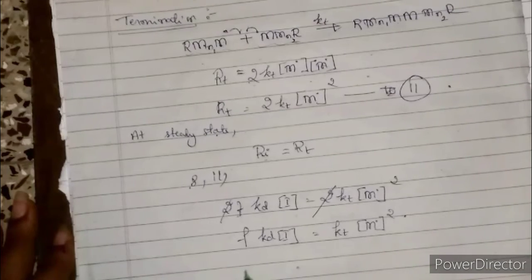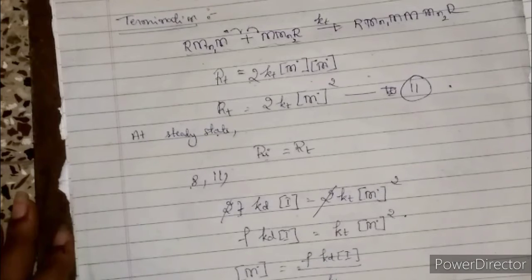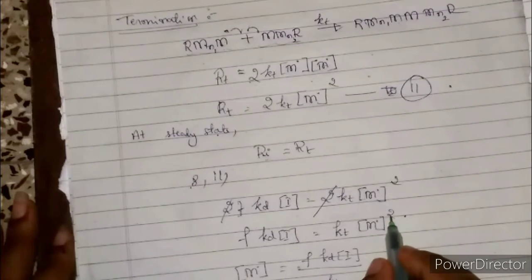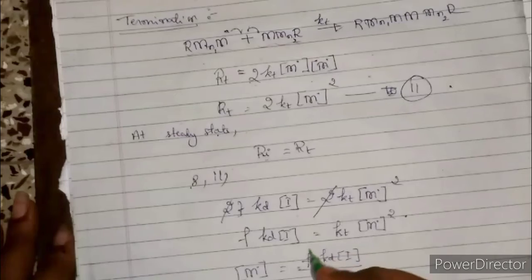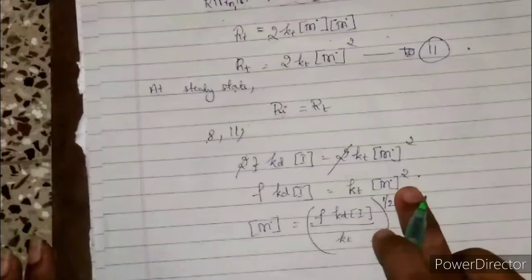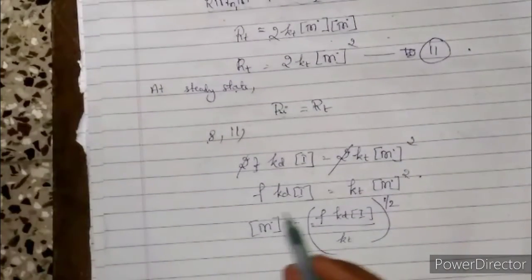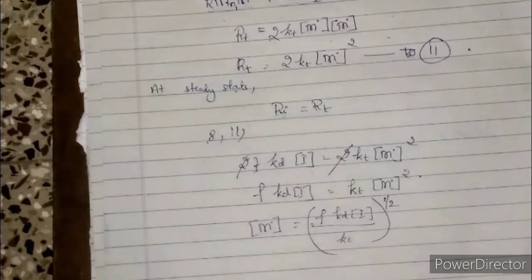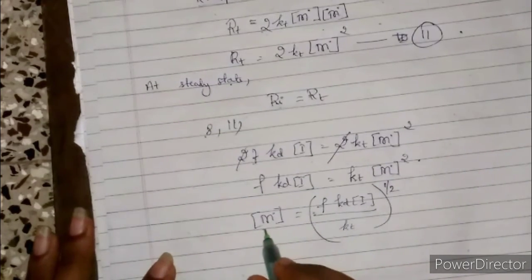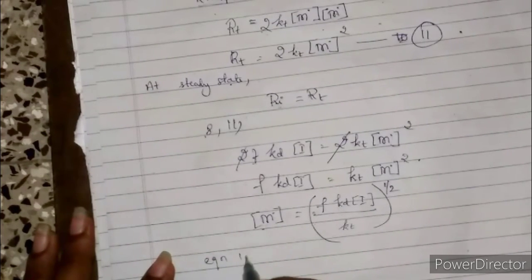From this equation, write the concentration of M free radical. So you have F Kd concentration of I, take Kt to the denominator, and the square goes to the other side, where it becomes a square root, or simply the power 1 by 2. Now we have the equation for Rp from equation number 10.